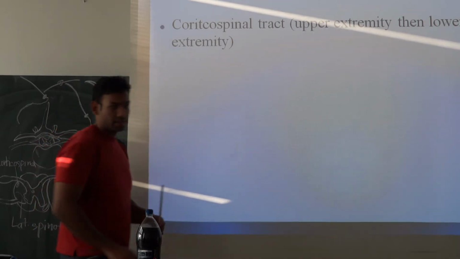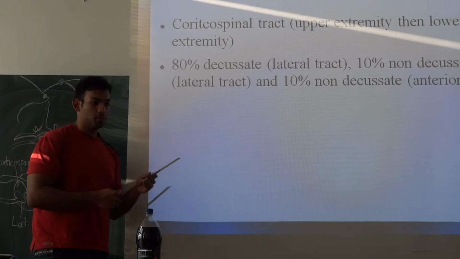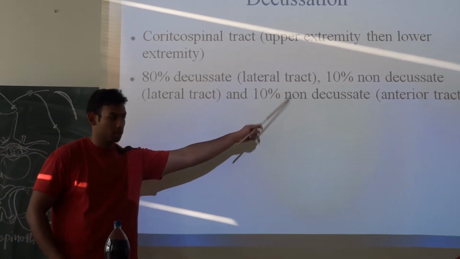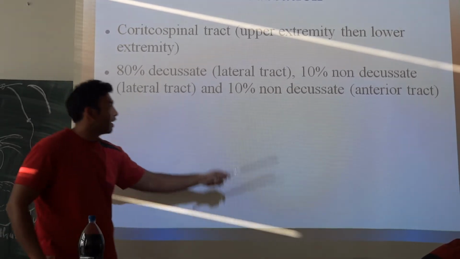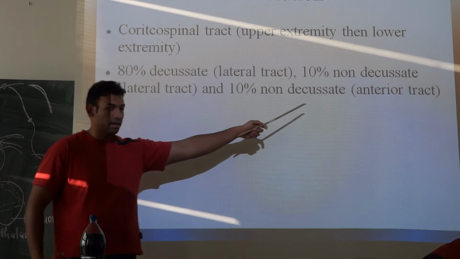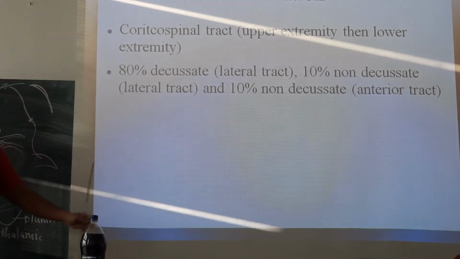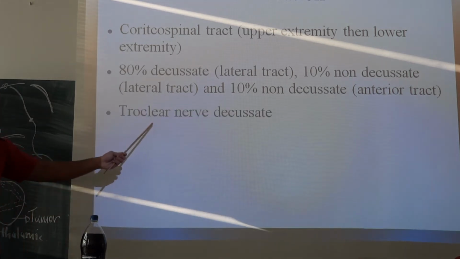In the corticospinal tract, you know that it decussates. Not all the fibers, 80% cross over, and they form the lateral tract. The 10% which don't decussate form the anterior tract, and the 10% which do decussate form the lateral tract. She'll talk to you about the lateral and anterior tract. She'll make you understand what all that means. Trochlear nerve decussates, you know that.